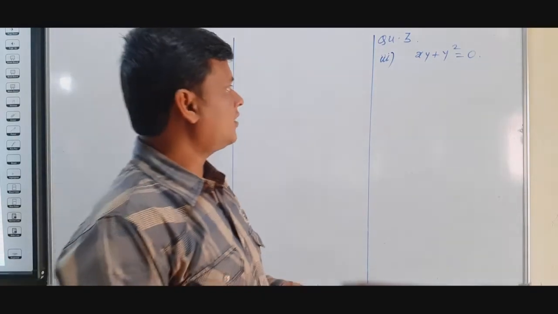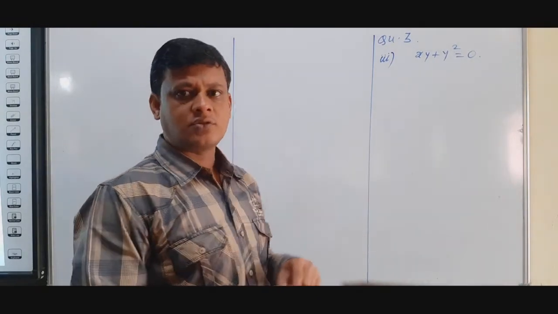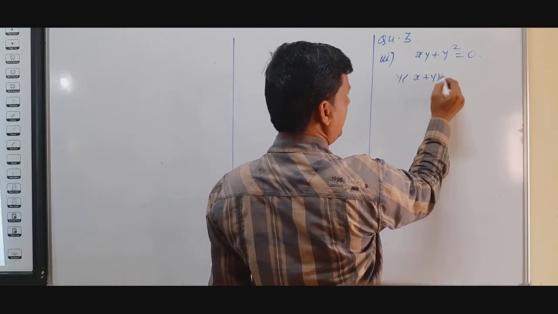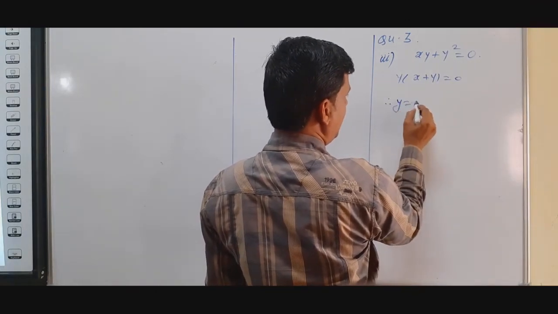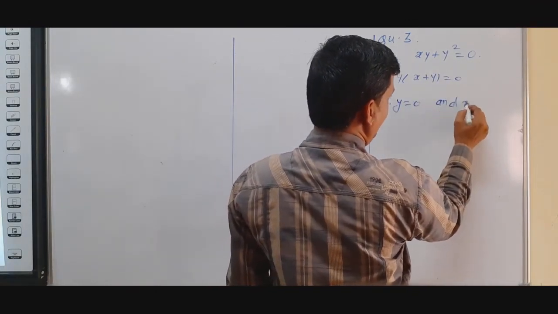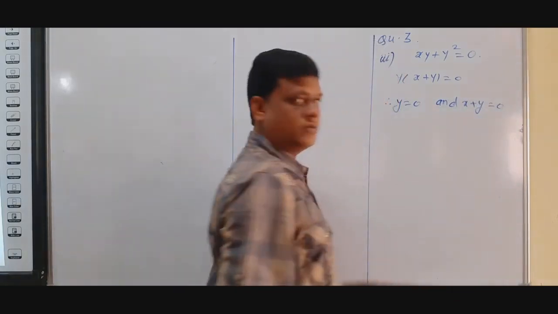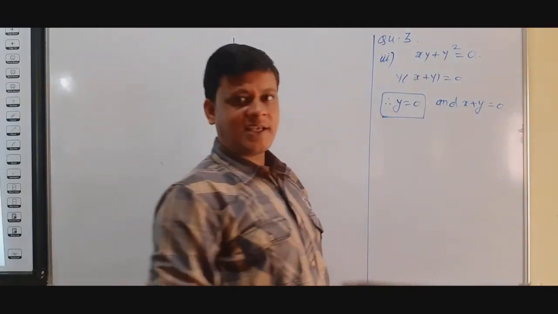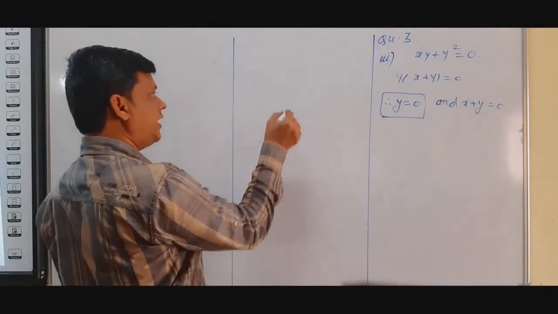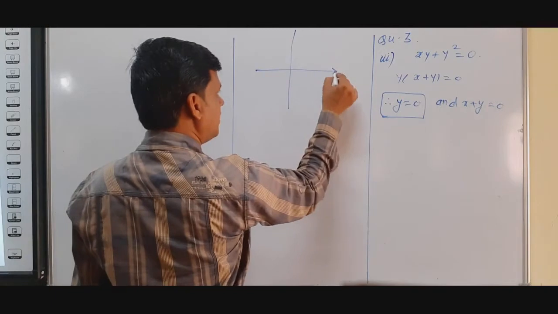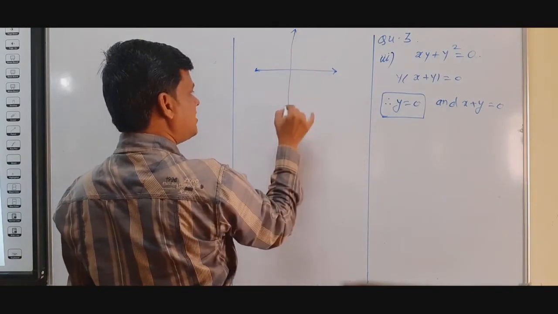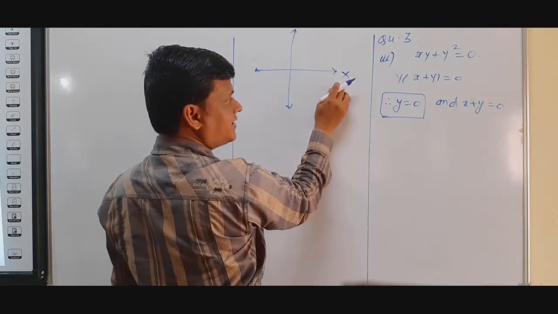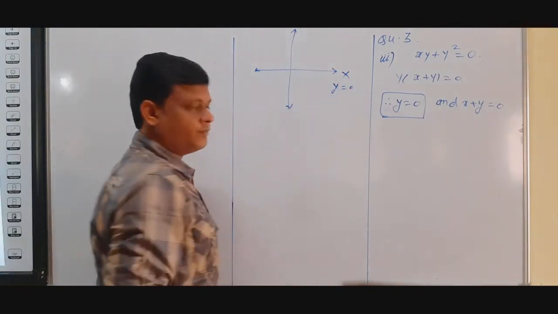So the answer for the third can be written in this way also. We take y common, so we write x plus y equals to 0. Therefore y equals to 0 and x plus y equals to 0. So this is the equation of x-axis. We already discussed all these parts in the first lecture. We know that the equation of x-axis is y equals to 0.